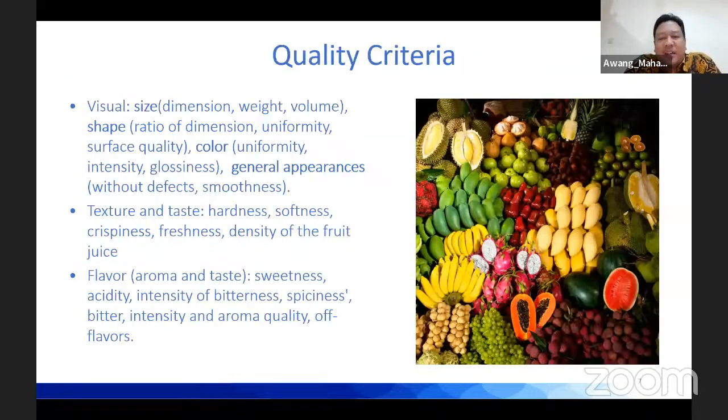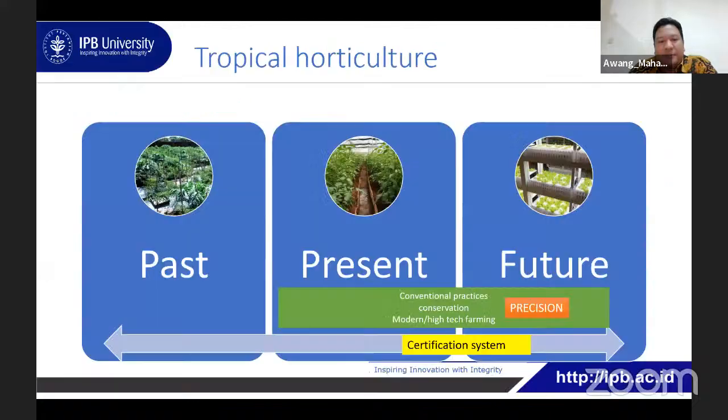And the quality criteria of horticulture products are mostly first defined by visual size, shape, color, and general appearance. But not only that, the quality criteria are also defined by texture and taste. So if we harvest the wrong way, or too late, then the texture and taste will be different, and also flavor, aroma, sweetness, acidity, and many more.